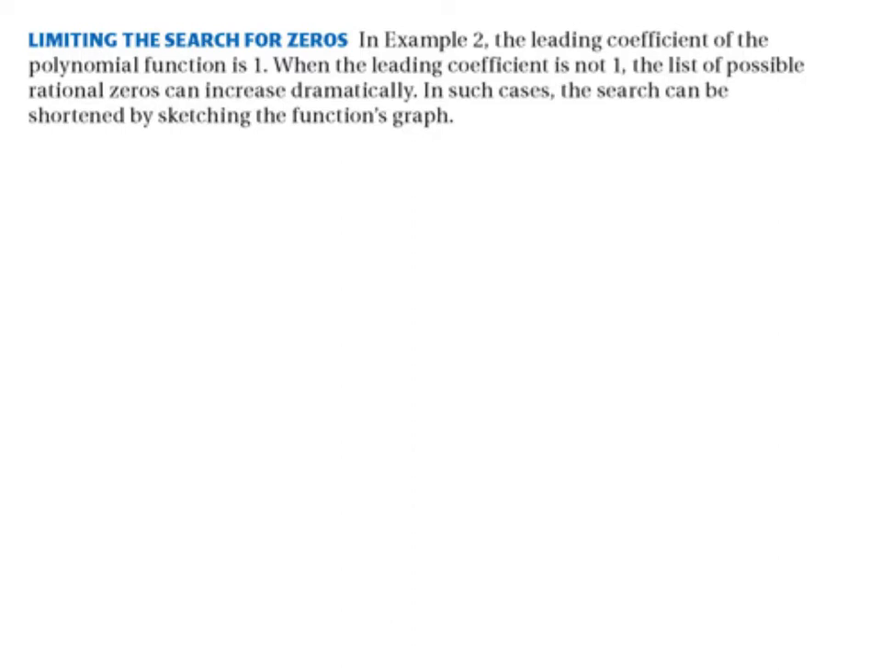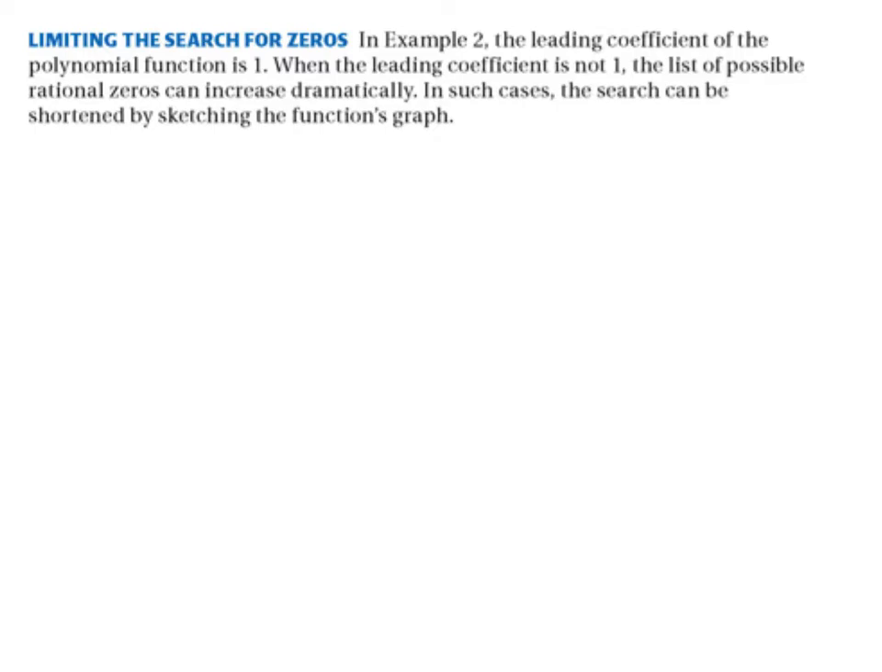In example 2, we had a leading coefficient of just 1 on our polynomial, and first of all, the list of possible rational zeros was not too many, and we were able to find the zeros or the solutions of the polynomial decently easy. But now we have a leading coefficient that is not 1, which means our list of possible rational zeros is a lot. The p's over q's are way more than when the leading coefficient's just 1. So let's go ahead and try one and see how we can get through this.